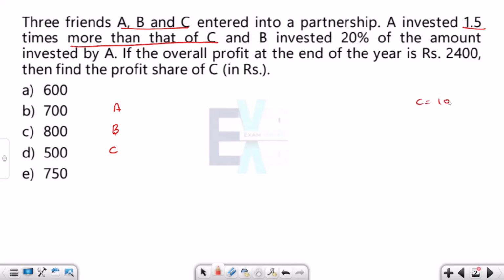C is investing 100 rupees, then A will be investing 250 rupees, because here they clearly mentioned 1.5 times more than. Then what will be the ratio here? So the ratio will be 2 and 5.